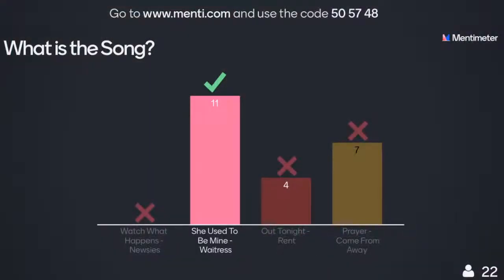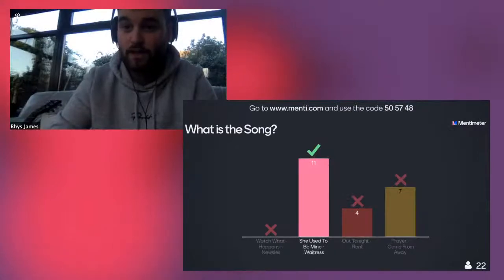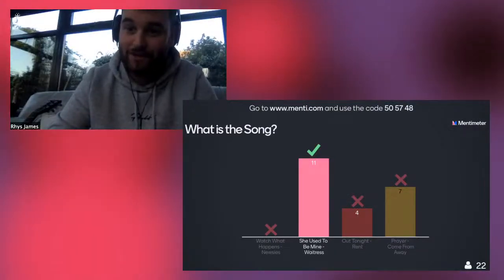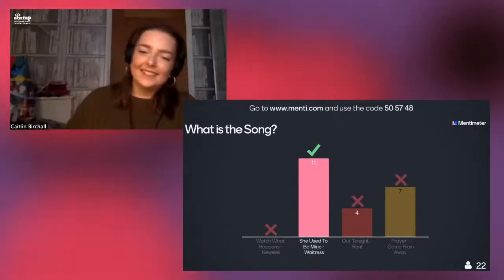Anyway, 11 people went for She Used to Be Mine from Waitress, which is the right answer. Well done to those people. 7 people going with Pray from Come From Away, which, if you've heard Pray, sounds nothing like that song. But good guess.